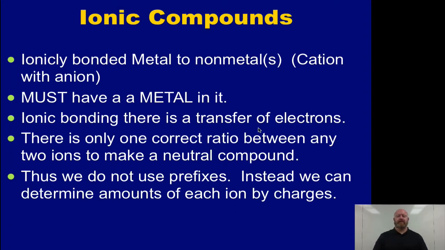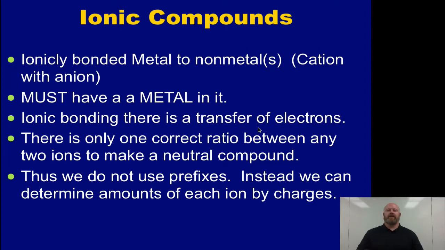Now, because we are transferring electrons from one atom to the next to create ions, unlike molecules where we have multiple different ratios, for ionic compounds the ratio always has to be the same. So when I bond sodium with chlorine, I have a 1-to-1 ratio. When I bond magnesium to chlorine, it's a 1-to-2 ratio. Because we only have one possible ratio, there's no reason to use a prefix.